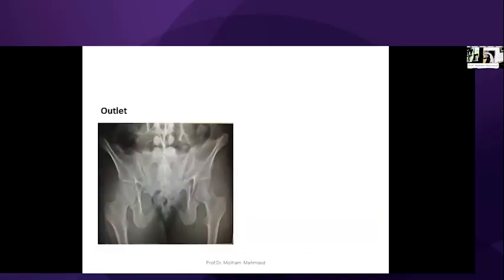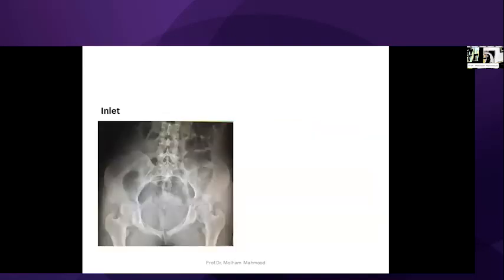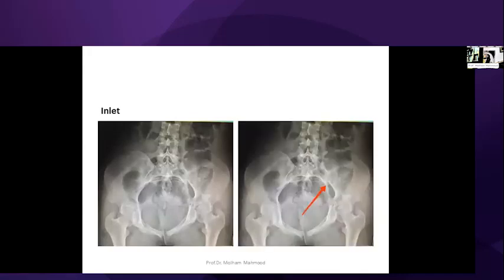Doing the outlet view, looking at the sacroiliac joint in a more detailed, precise way, you can find that there is a sacroiliac injury. The sacroiliac joint is widened and there is a fracture at the ala. More precisely, looking at the inlet view, you can find that the sacroiliac joint is not in its place, compared to the sound side on the right side. So definitely there is a sacroiliac injury.